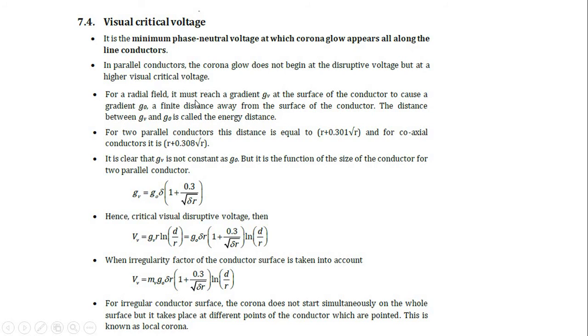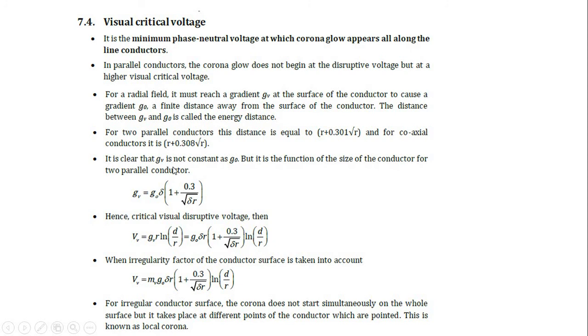For a radial feeder, it must reach a gradient GV at the surface of the conductor to cause a gradient G0 a finite distance away from the surface of the conductor. The distance between GV and G0 is called the energy distance. For two parallel conductors, this distance is equal to R plus 0.301 under root R, and for a coaxial conductor it is R plus 0.308 under root R.